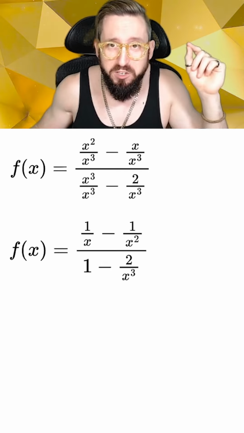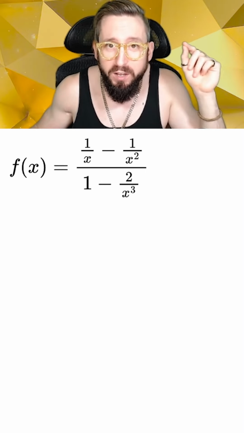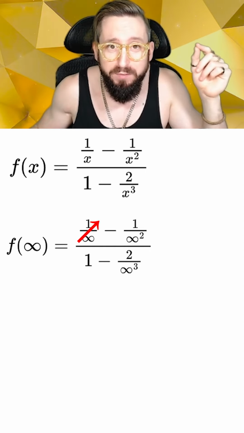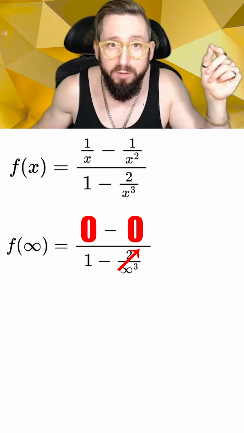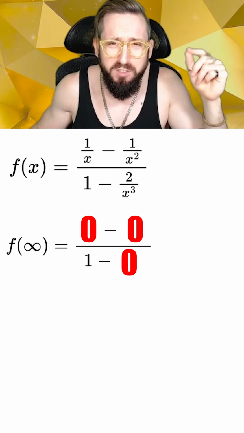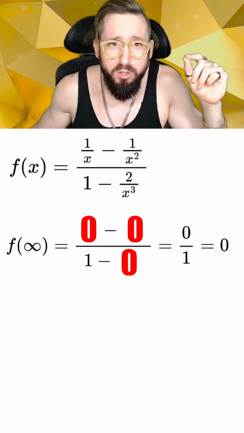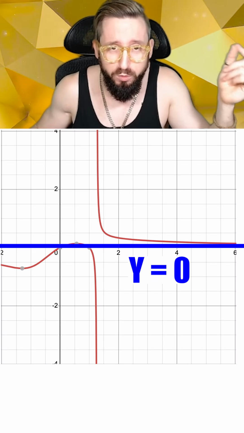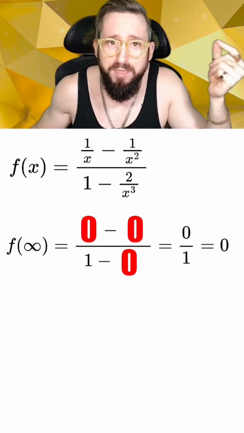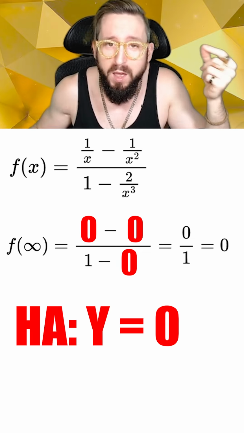After simplifying the fractions a bit, we can now take the limit by plugging in infinity for x and see that a lot of these terms will be 0, since they are a number divided by infinity. This eventually gives us 0 over 1, which is just 0. So we can say that this function will approach y equals 0 as we go really far to the right, and thus the function has a horizontal asymptote at y equals 0.